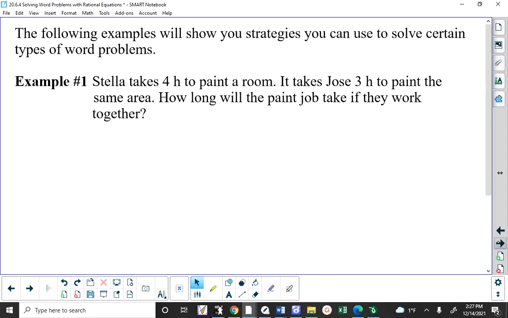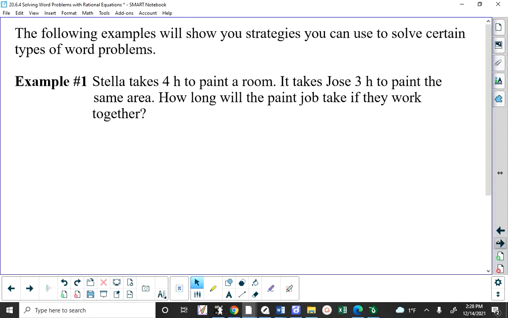Jose is a little quicker. It takes him only 3 hours. How long would it take if they worked together? And people's immediate reaction is very often to average those two numbers. That kind of makes sense, but it's totally flawed because the average between 4 and 3 is 3.5. And you're telling me that if they work together, it takes them longer than if Jose just did it on his own. That doesn't make sense.